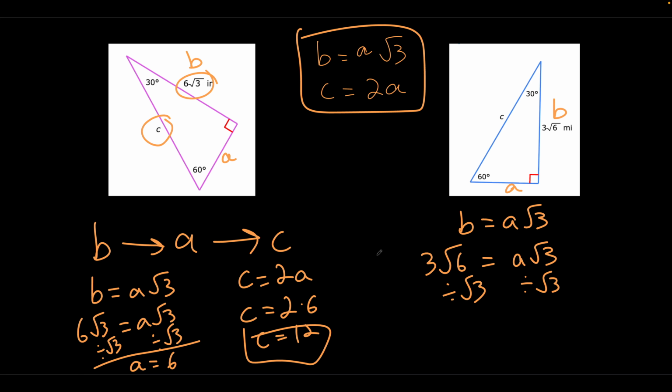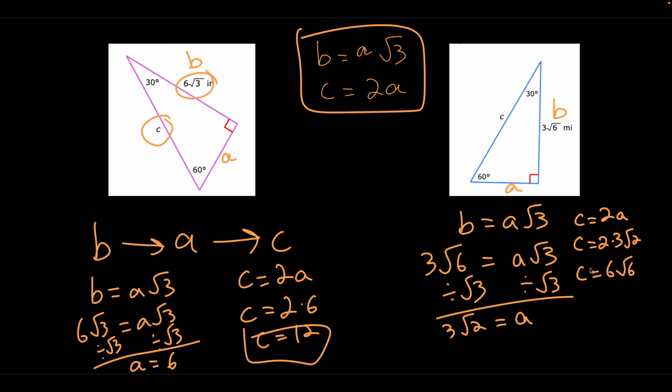And when we do that, we're getting that A is equal to 3 square root of 2. 6 divided by 3 is the 2. And then last part, we know that C is equal to 2 times A. Therefore, C is equal to 2 times 3 square root of 2. C is equal to 6 square root of 2. Whoops. 6 square root of 2.